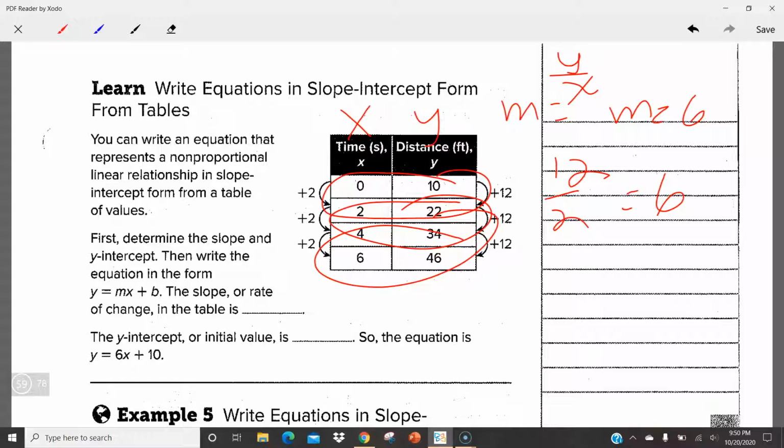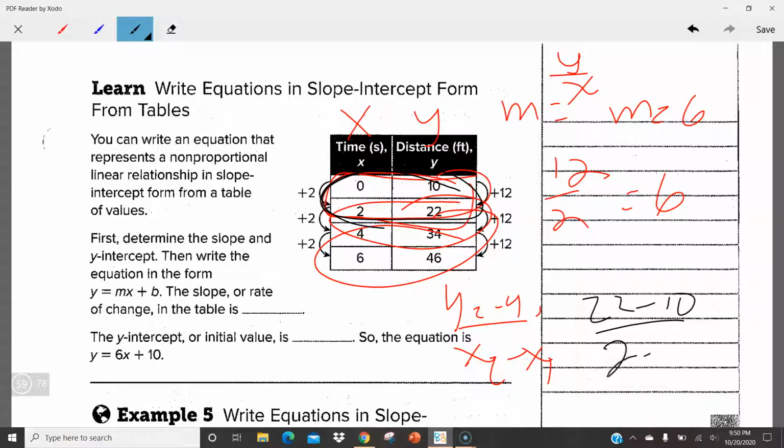You should be able to see the pattern, but say you don't have it, just use y sub 2 minus y sub 1. That's another way of finding your slope. If I use these two, I would have 22 minus 10 over 2 minus 0, which is 12 over 2, which is still going to be 6. That's kind of fun.